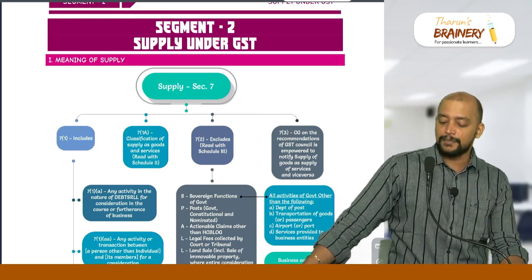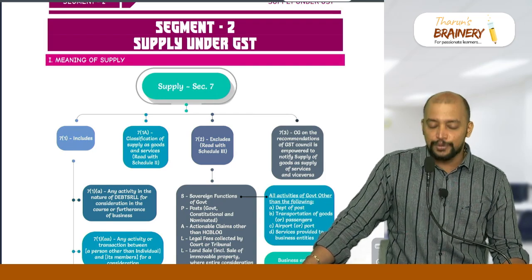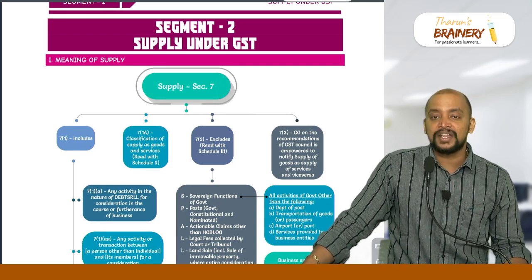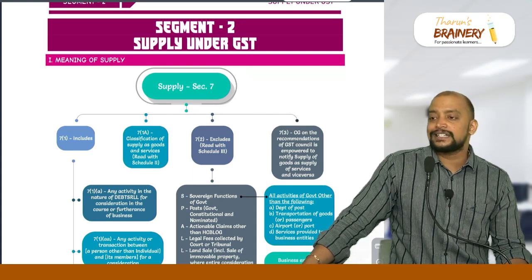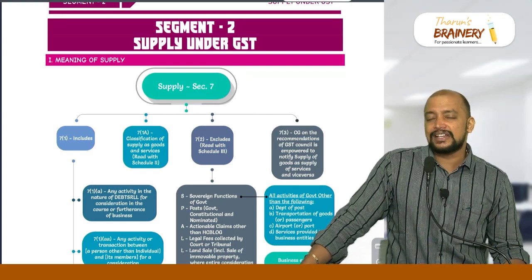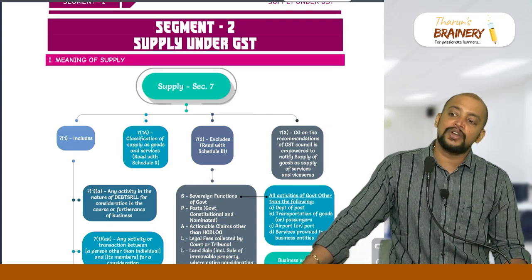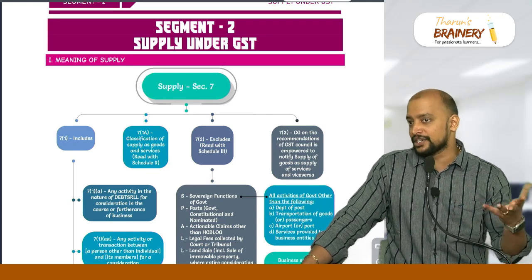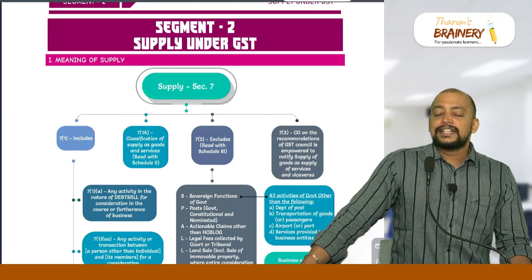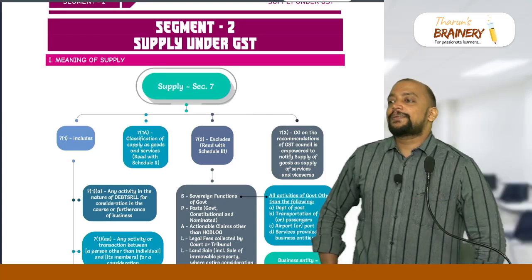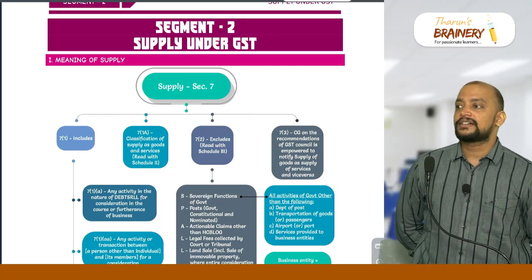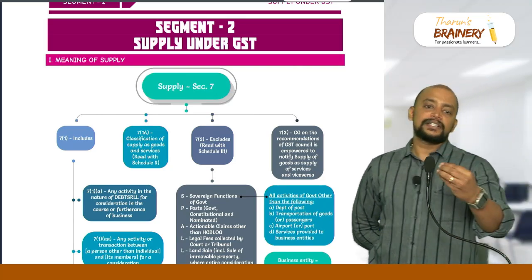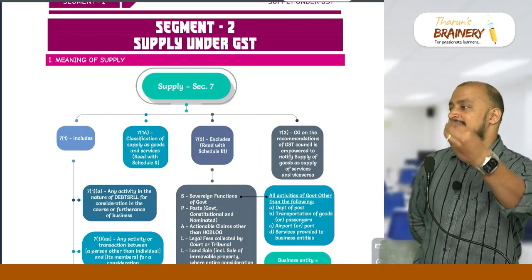But segment number 2 is important, which is there in the syllabus, but segment 2 is an intermediate portion. So in your CA intermediate you would have learnt it, but there are some changes from the time you learnt to today, a little bit of changes. Segment 2 is talking about supply under GST. What is supply under GST? It means the taxable event. Whenever supply happens, we need to pay GST.